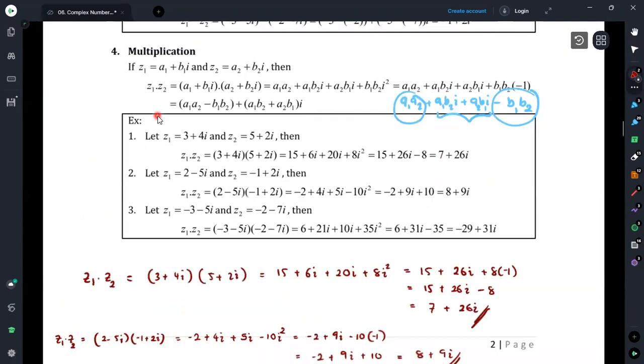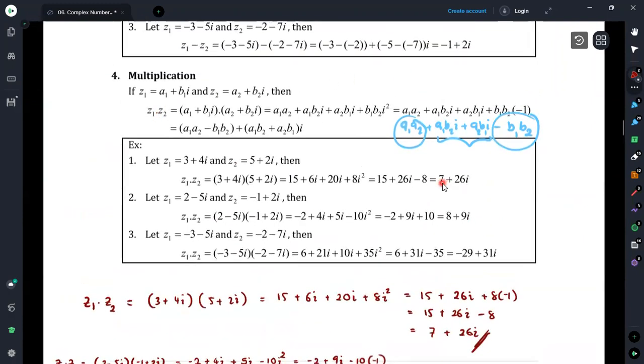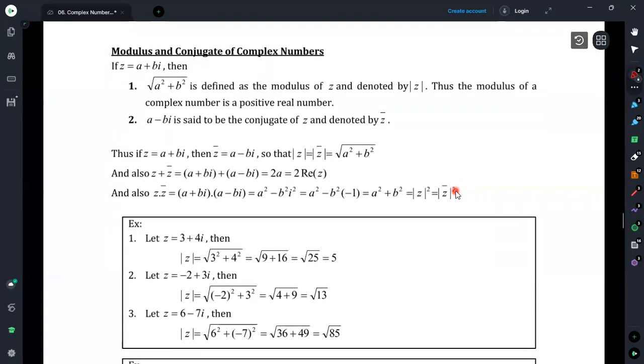Therefore, this is how we conduct the multiplication of complex numbers. Now we will discuss the modulus and conjugate of a complex number. We'll see how to get the modulus and conjugate of a complex number.